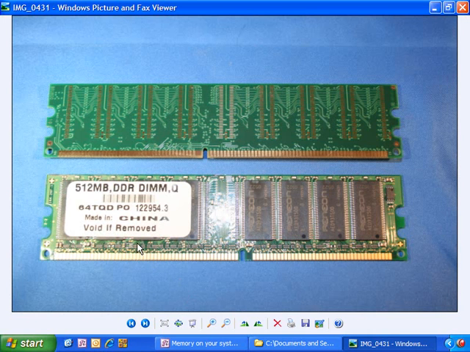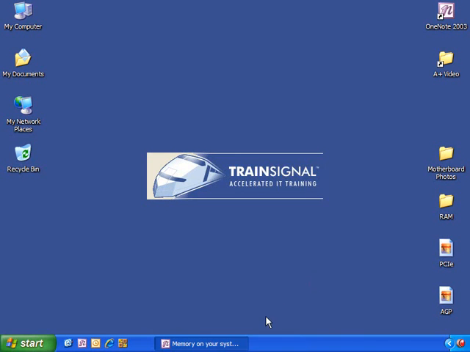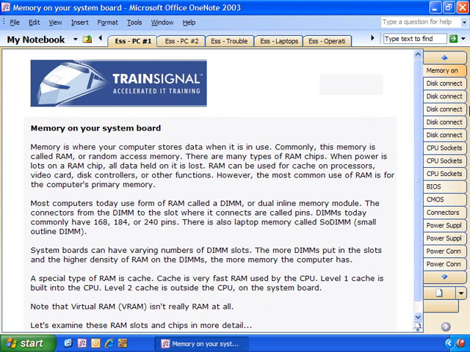All right, here's the same picture in a slightly different light. It might be easier to see that little slot between the two rows of gold connectors. And that's the end of our photos on RAM. All right, let's move on.